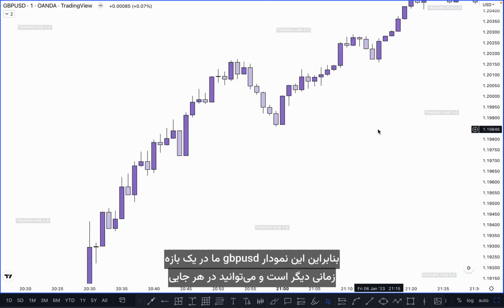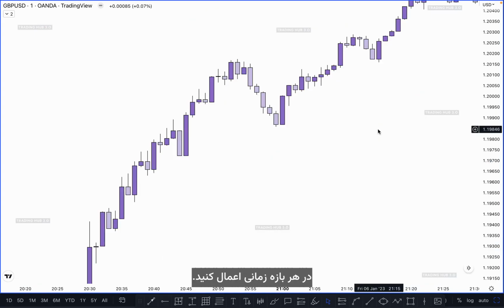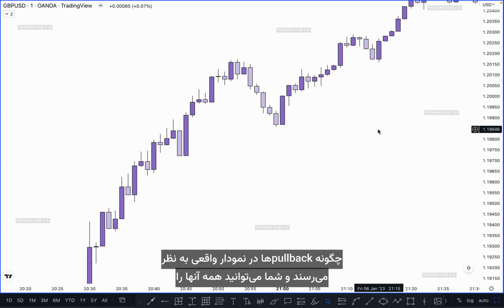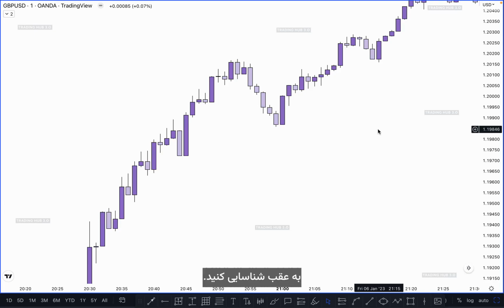So this is our GBP USD chart in a 1 minute time frame, and you can apply this on any time frame, it doesn't matter. Now I'm going to show you how pullbacks look on a real chart, and how you can identify them. Pullbacks are mainly used to identify the structure, and you can use them for the entry point. When you switch to a lower time frame, you need multiple confirmations for a buy or sell. So we need to understand what a pullback is, right?